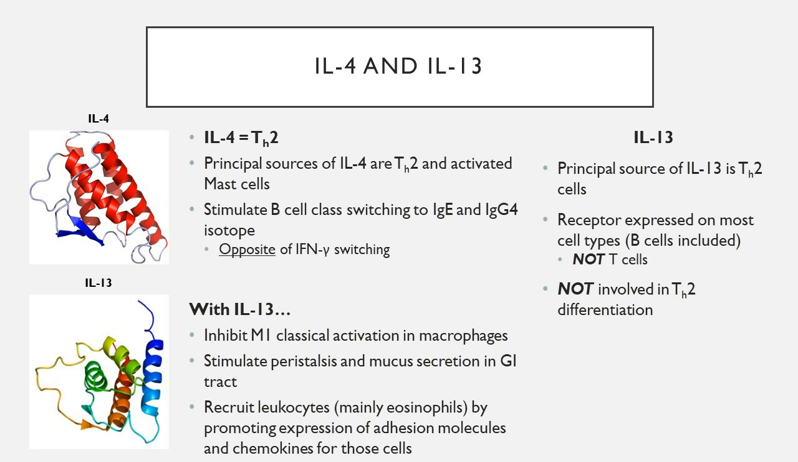IFN gamma inhibits this particular subtype and promotes the subclass switching to the other IgGs. This is going to be a common trend between the differentiation of the Th2 and the Th1 subtype and the functions of IL-4 and IFN gamma, which are those respective cell subtypes. So for instance, just like IFN gamma promotes M1 classical activation, IL-4 inhibits M1 classical activation and promotes M2 activation in macrophages. Together with IL-13, they stimulate peristaltic and mucus secretions in the GI tract. And they also help recruit leukocytes like eosinophils by promoting expression of adhesion molecules and chemokines that are specific to those particular cells. IL-13 on its own is primarily produced by the Th2 subtype cells.